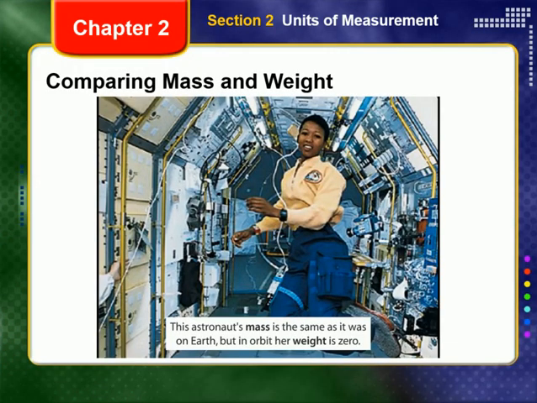The mass of an object depends on the amount of matter the object contains. As long as the amount of matter remains constant, so does the mass of the object. The weight of an object depends on the force gravity exerts on it. Therefore, if the force of gravity on an object changes, so does its weight.